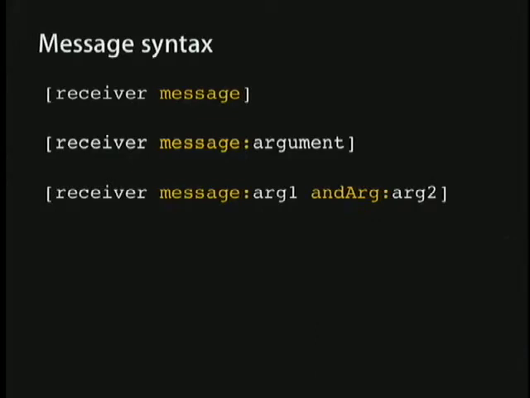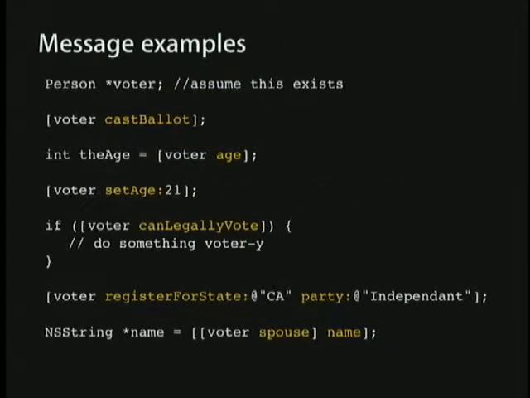So yeah, the receiver again is on the left. The message name is message and arg, and the two args are passed right after their named arguments and the colon. Does that make sense? Okay. So let's look at a few examples of this.